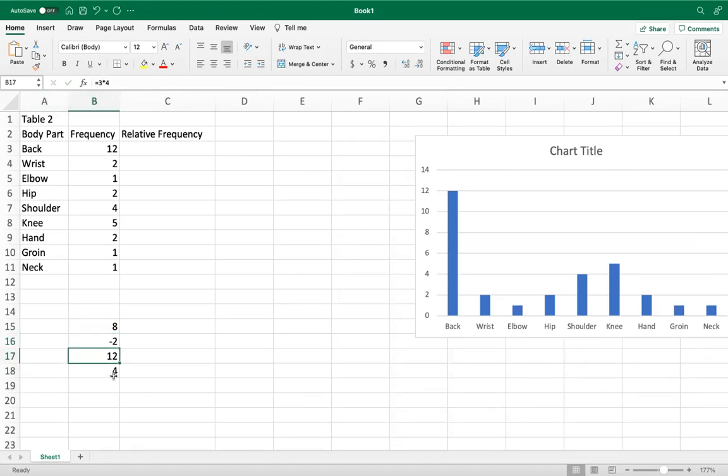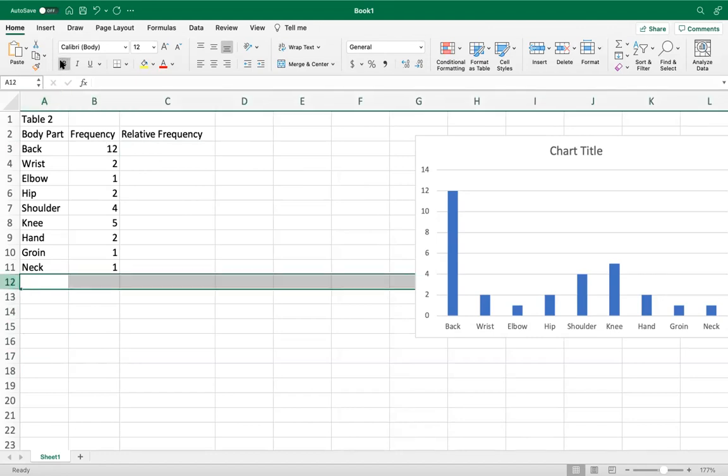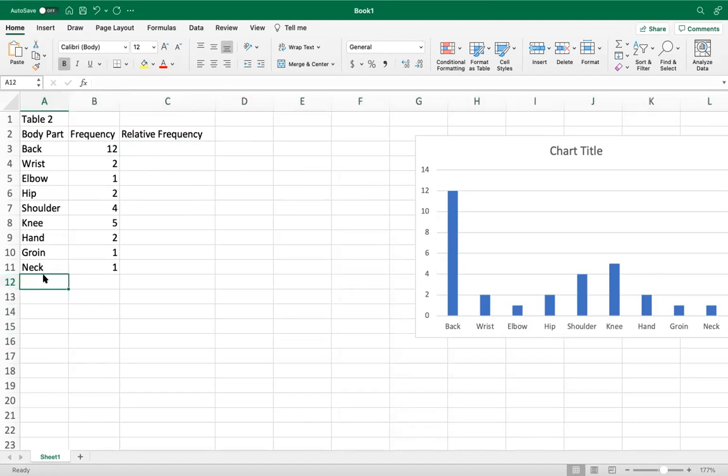Multiplication, we use an asterisk. Division, we use a forward slash. So now for relative frequency, remember what we're going to do is add all those values up, and then each of these values is divided by the total. So what we could do down here is write total, and we'll do it in bold so it differentiates between the rest of them.